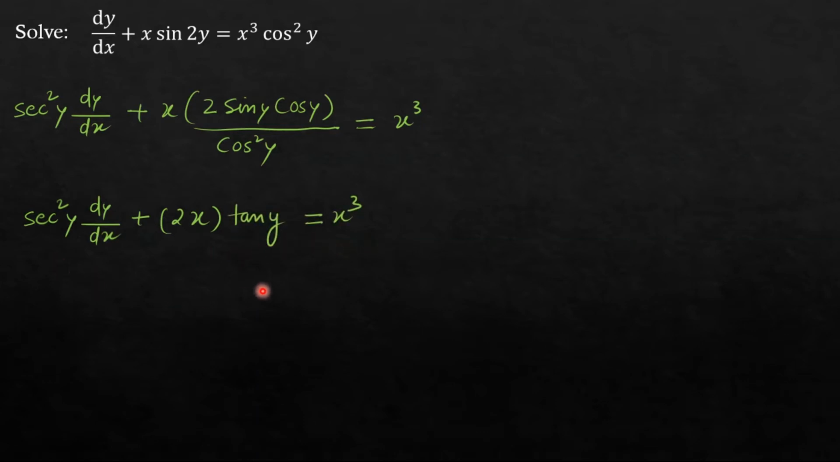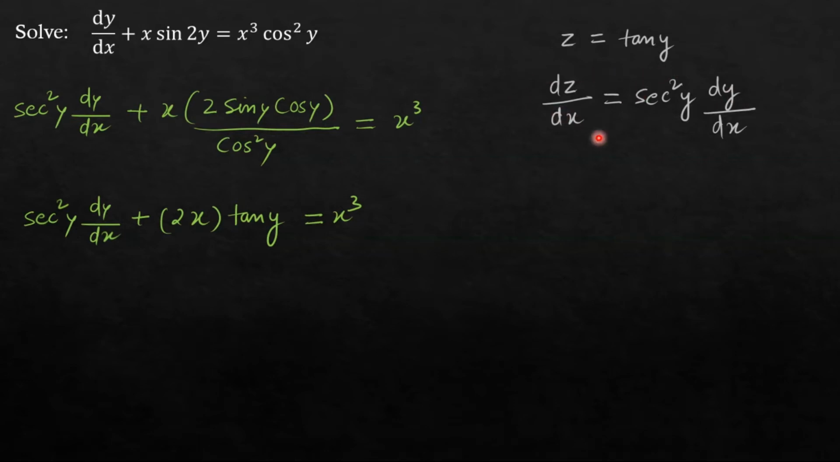Now this equation is not a linear differential equation because of the functions tan y and sec square y. So in order to convert it into a linear differential equation, I will assume z is equal to tan y, where z is the new variable. Now let us differentiate both sides. dz by dx is equal to sec square y dy by dx. I have differentiated both sides with respect to x.